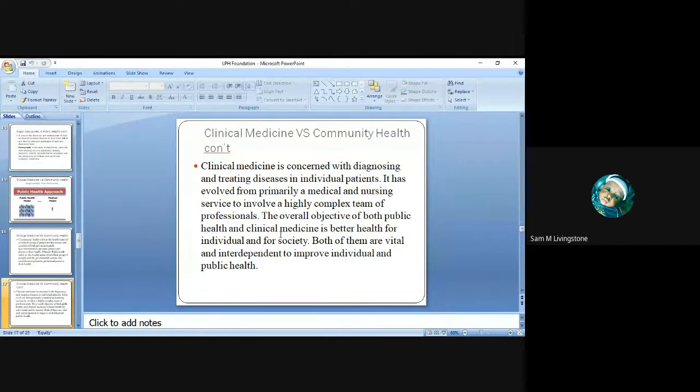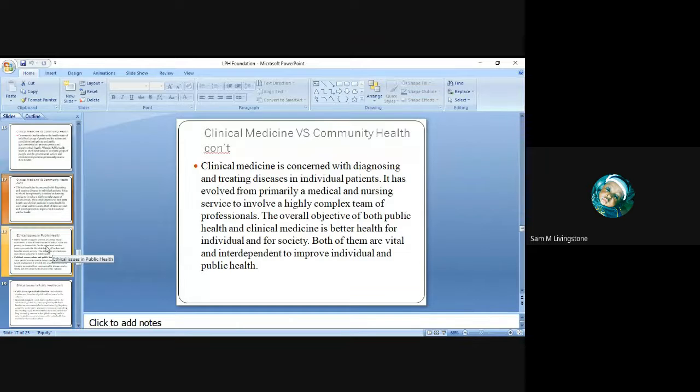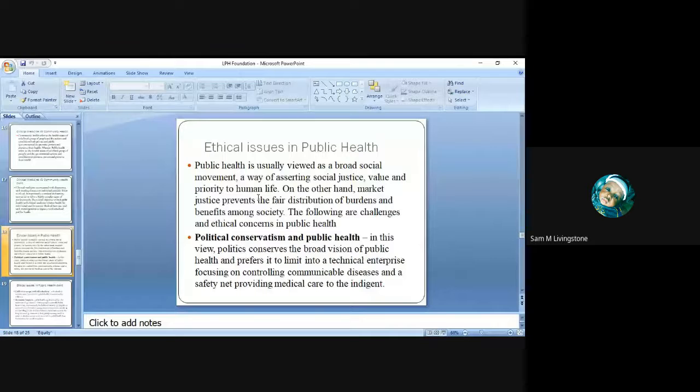The overall objective of both public health and clinical medicine is better health for individuals and for society. You got that? The overall aim is that clinical medicine makes sure individual citizens are well and public health makes sure that society is okay. Both of them are vital and interdependent in improving individual and public health. They are interrelated; they depend on one another. If we are giving vaccines, we will need clinical health practitioners to give those injections, and we will need the public health aspect to create awareness for them. So they both play a pivotal role in our life. But on the overall, many people say prevention is better than cure.